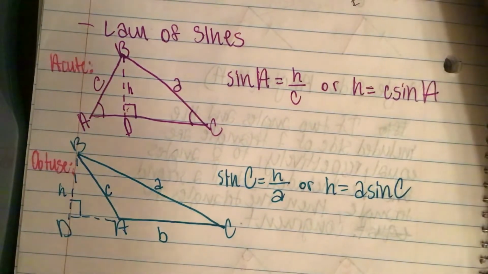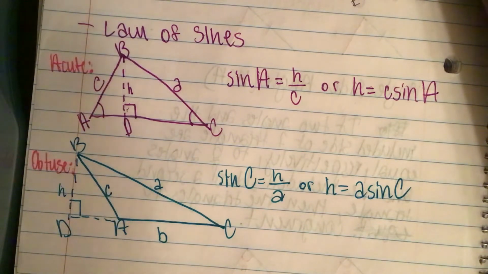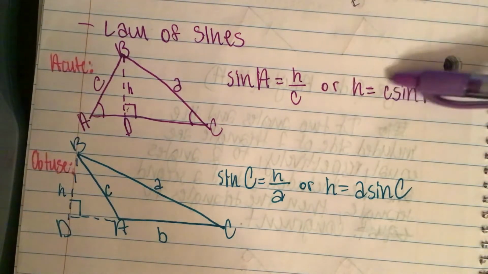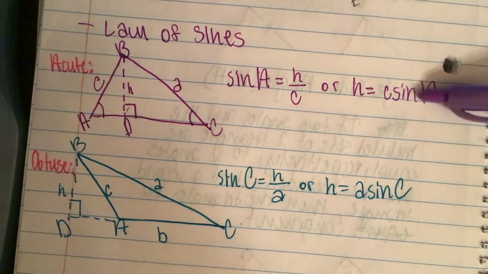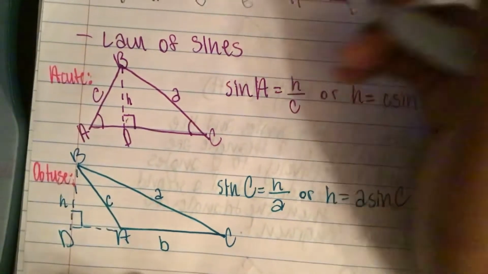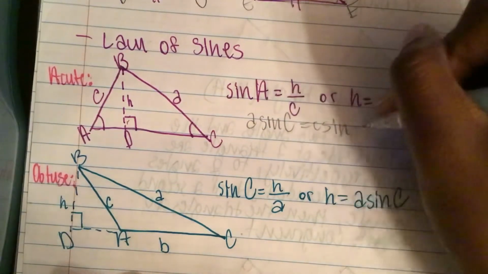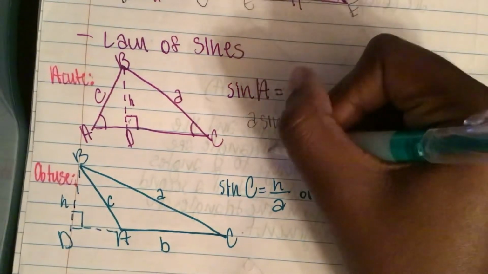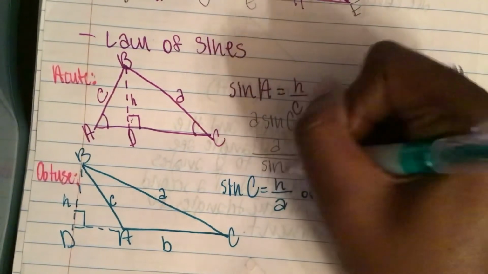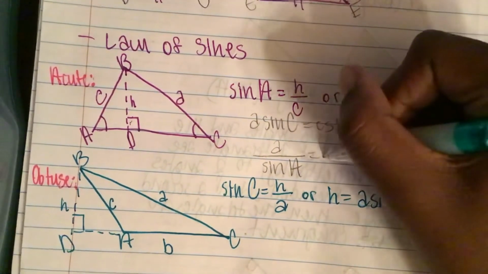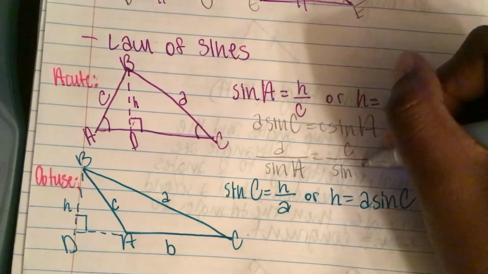So now I'm going to elaborate on this. So as we can see here, since H is equal to C times the sine of A, that would also mean that A times the sine of C is equivalent to C times the sine of A, which would mean that when written as fractions, side A over the sine of angle A is equivalent to side C over the sine of angle C.